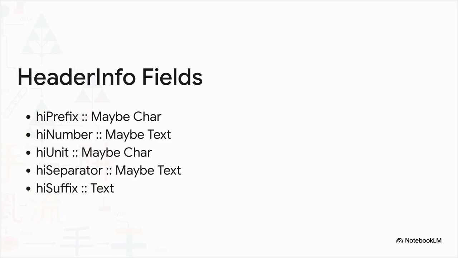Now, the absolutely crucial point here is how these specific fields are actually typed in Ang's code diff. Notice that the prefix, the number, the unit, and the separator all use the Maybe type. This just means they're optional, right? They might be present in a header or they might not be. However, the descriptive suffix, hiSuffix, is strictly typed as Text. There is no Maybe there. And that tells us the system expects every single header to at least have a descriptive title, even if it happens to be missing a number or a prefix entirely.